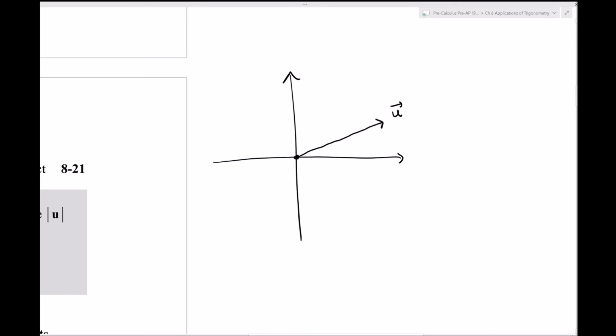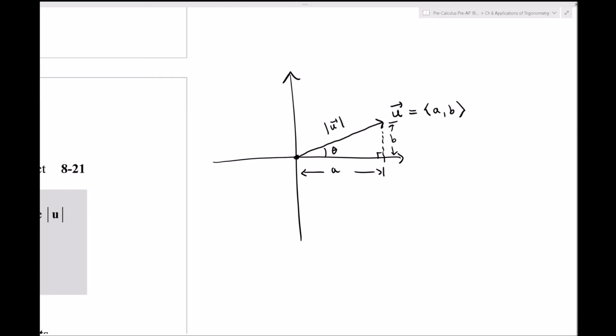So our vector u could be broken up into two orthogonal components, or perpendicular components. B, A. A is horizontal, B is vertical. So then I could rewrite u with two components, A and B. Okay, so I'd like to come up with a formula for those two components. So let's say I know the magnitude, and let's say I know the angle. So then how do I come up with the components?